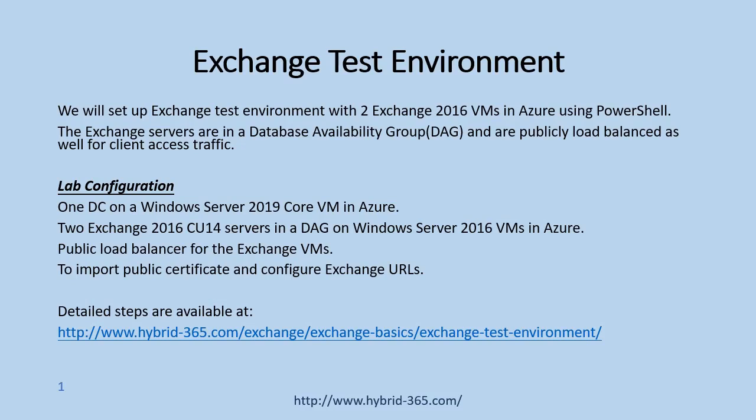The lab will have one DC on a Windows Server 2019 core. The lab will have two Exchange 2016 CU14 servers in a DAG, and the VMs will be on Windows Server 2016. As I mentioned earlier, we will also have a public load balancer, the Azure public load balancer, for the client access traffic. We will also import a public certificate and configure Exchange URLs.